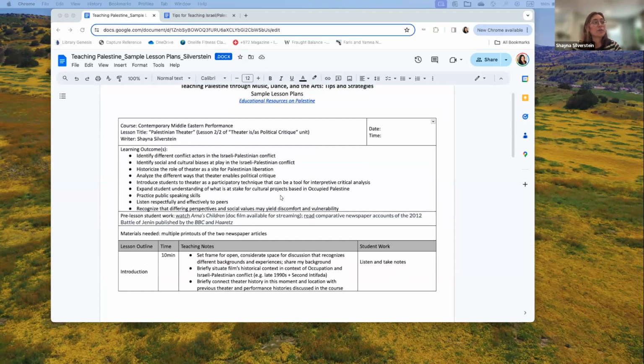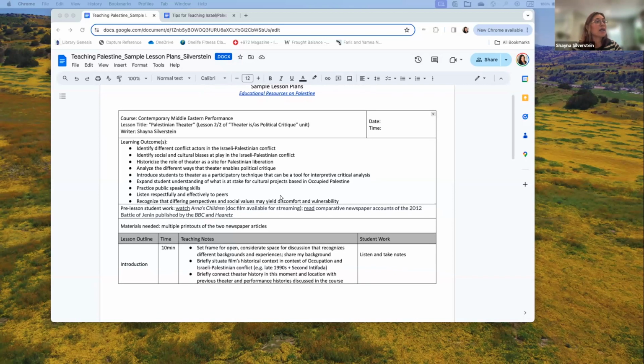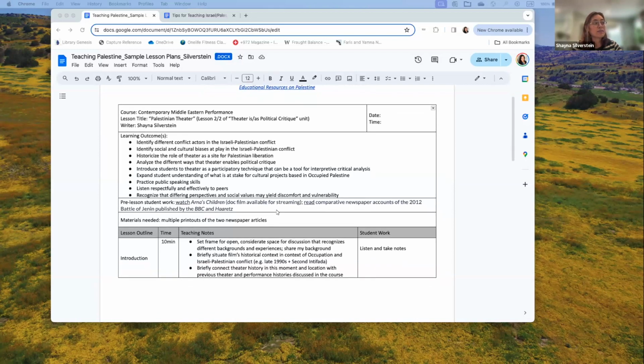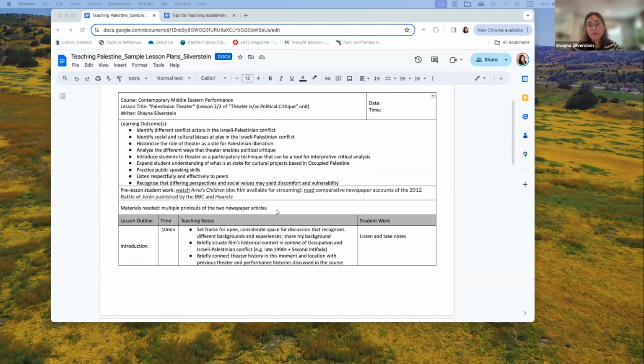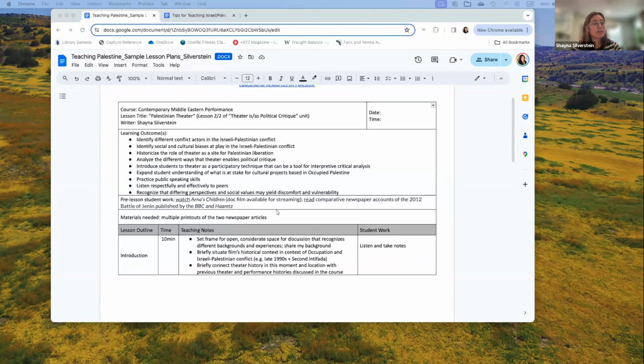and through two different angles. The first is to watch a documentary film called Arna's Children. So I assign the film as a previewing that I expect students to come into class having viewed. And then the second part of it is that they work with comparative newspaper accounts of the 2012 Battle of Jenin, published by the newspapers the BBC and Haaretz.